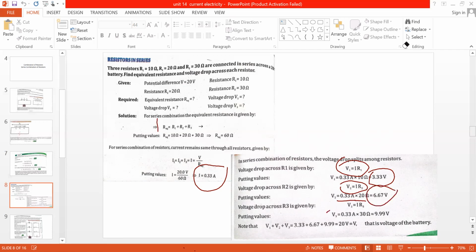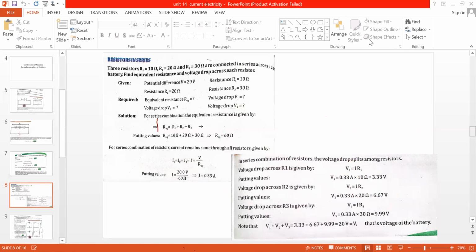Third, we have to find the voltage across the third resistor, so we put the value I is 0.33 ampere, R is 30, and we get 9.99 volts. So in this way, we have found the voltage across each resistor, that is what the statement asked us to find, right? So this is the problem that we have done.